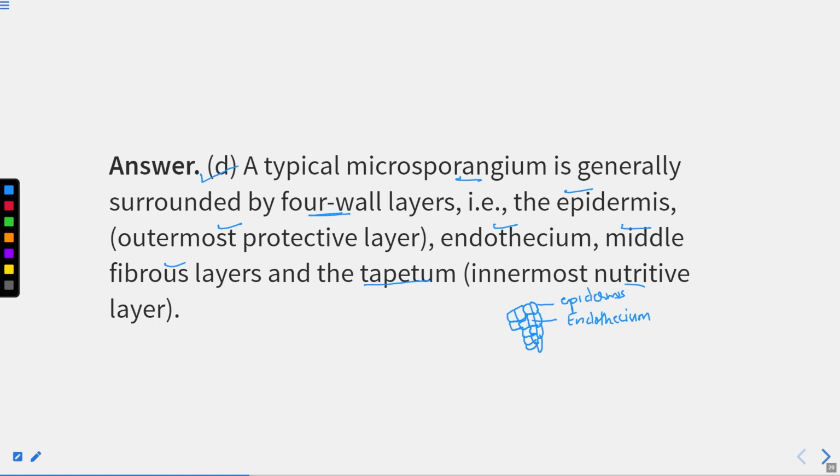There are a lot of middle layers. This is known as the middle layer. And the innermost is known as the tapetum. We can draw tapetum like this, these kinds of cells. These are tapetum. And inside the tapetum, there is one cell present, which is known as the microspore mother cell, which divides to form the microspores.